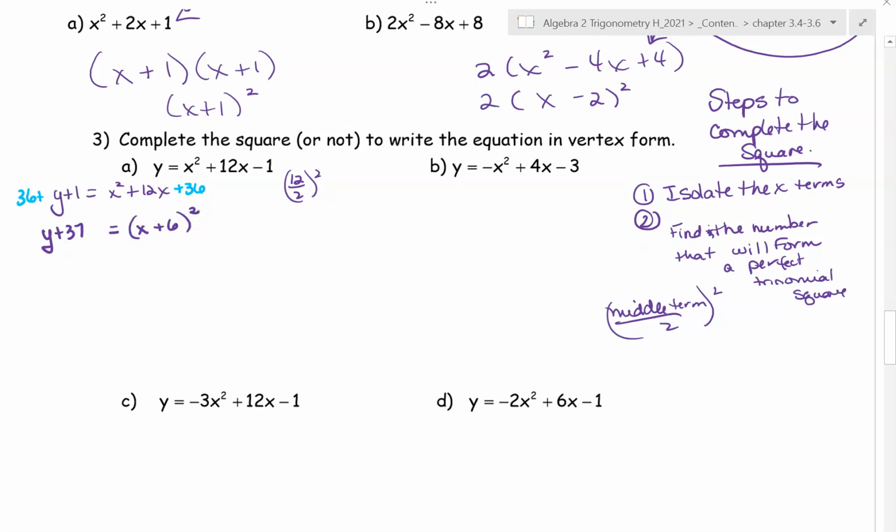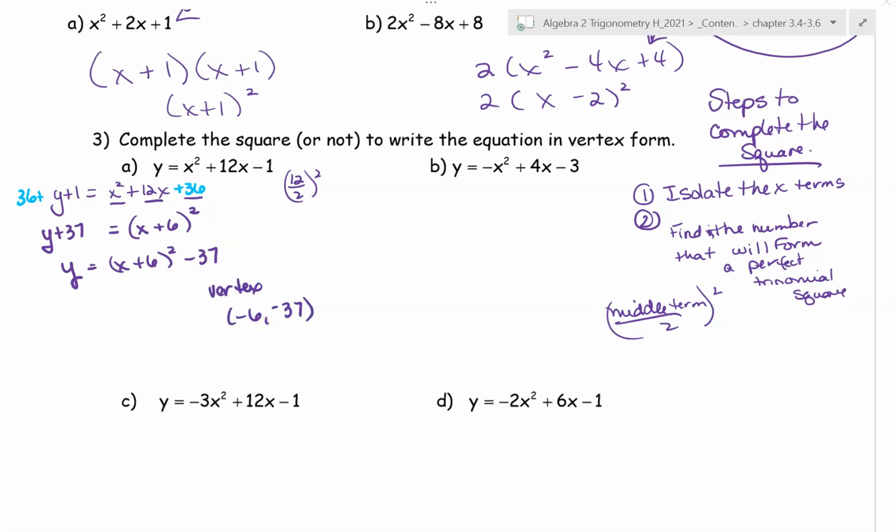Notice I factored the right side of the equation because, again, if I have a 12x and a 36 and an x squared, that's a perfect trinomial square. So now we are done. We have y equals the quantity x plus 6 squared minus 37. Let's think about what makes this equation easier if we wanted to analyze it for axis of symmetry or vertex or things like that. Notice if it's in vertex form, we know that the vertex is -6, -37.